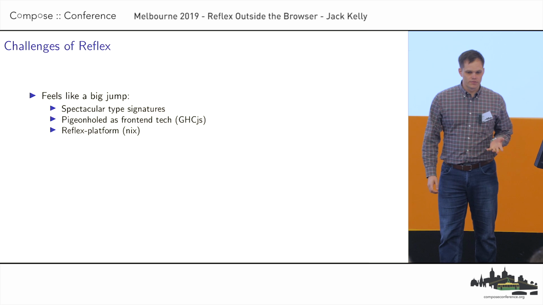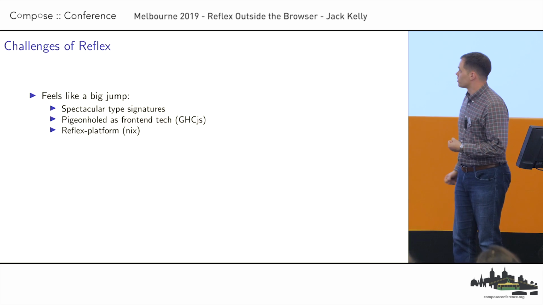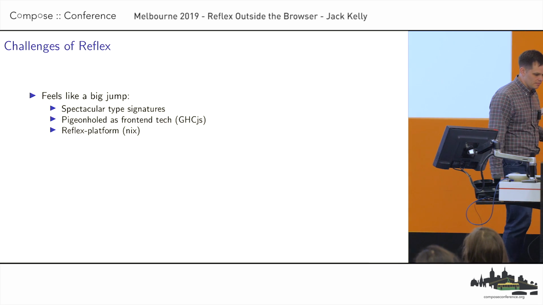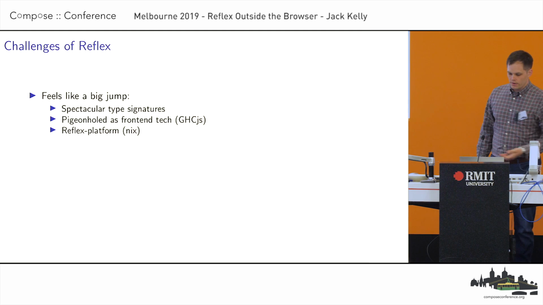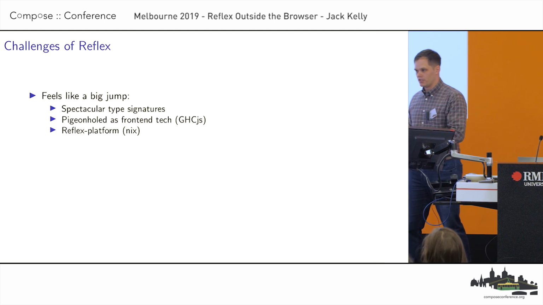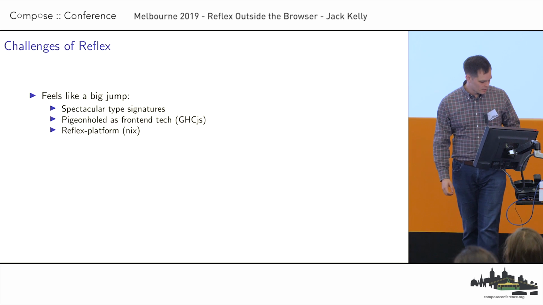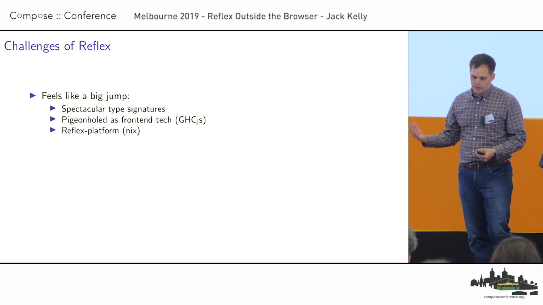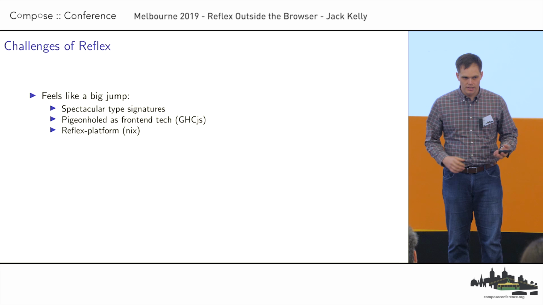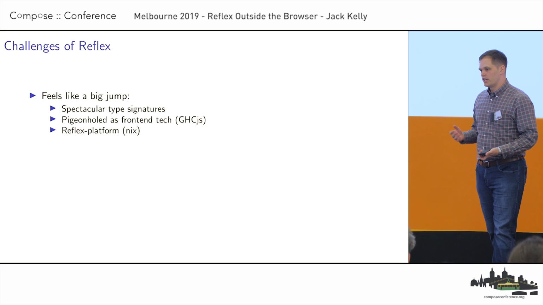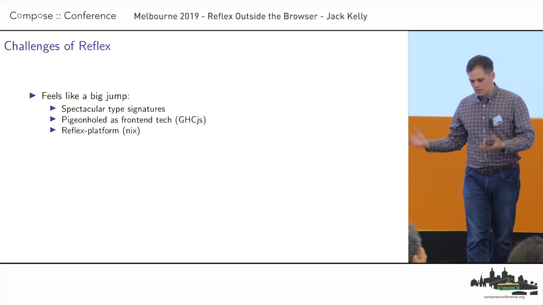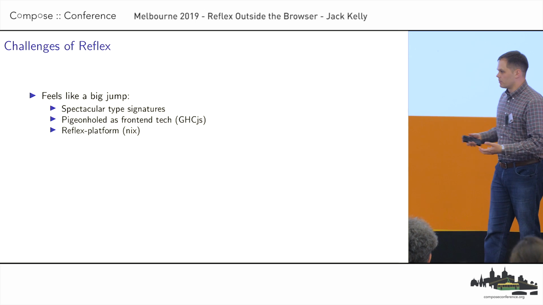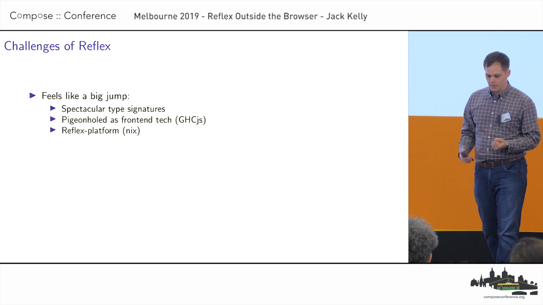So one of the challenges of getting into Reflex is it really does feel like a big jump. The type signatures you see in the haddocks can be pretty darn spectacular if you're not used to reading them. And when people say Reflex, they often immediately follow it with in the browser or on the front end or something like that. And this gets a little bit harder because that means you now have to start talking about compiling your Haskell to JavaScript, and to get a GHCJS toolchain often means some sort of platform to collect that and its dependencies and give you a development environment. That often means something like Nix or Obelisk on top of Reflex Platform.